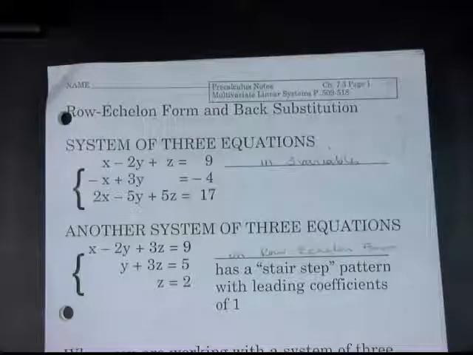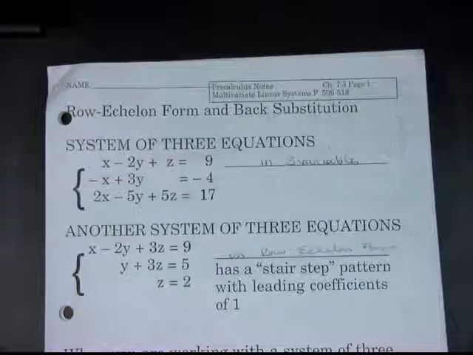Okay, 7.3. 7.3 is row echelon forms and back substitution. This works with our systems of 3 equations and 3 variables. Row echelon form is what we get when we have a stair-step effect and a single leading coefficient of the 1.